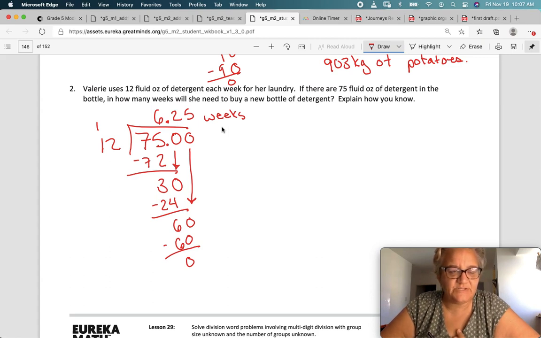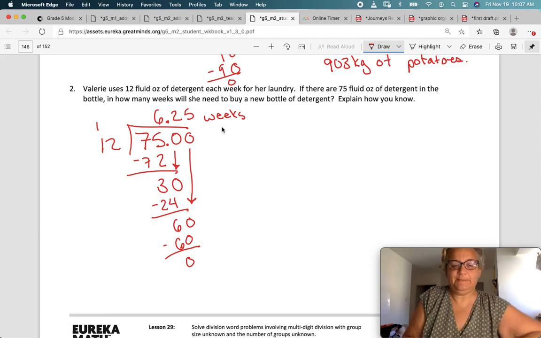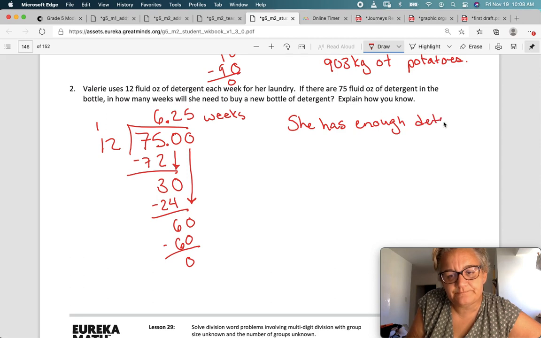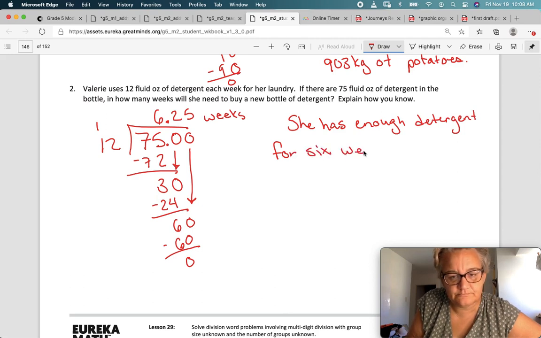Let's see. She uses 12 fluid ounces of detergent each week for her laundry. There are 75 fluid ounces of detergent in the bottle. How many weeks will she need to buy a new bottle of detergent? So she has enough detergent for 6 weeks, right? 6.25. But will this get her to 7?